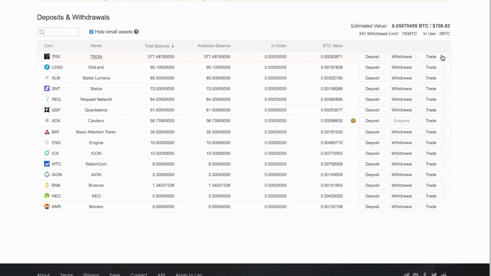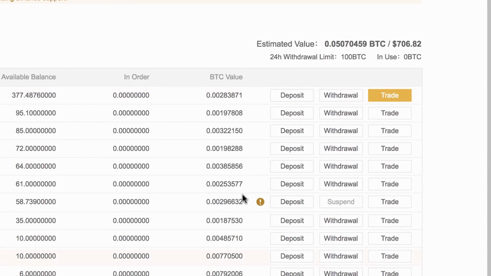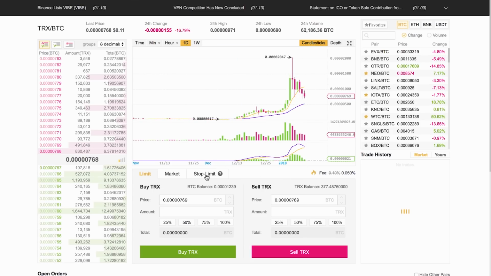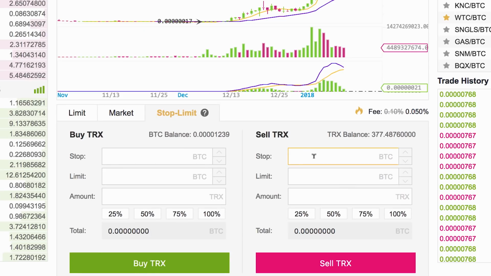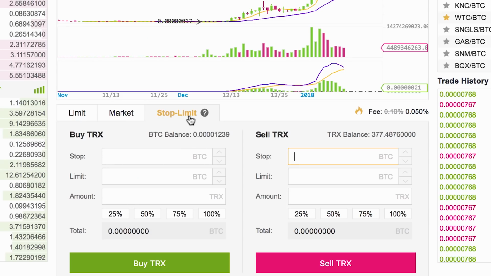I know that in the trades, if I go to trade here, and I'm going to trade Tron against Bitcoin, I can set stop limits here. I can set a take profit, or I could set a stop loss via the stop limit here. But you don't have to. It's optional. You can just hold them. So it's an extra degree of functionality.